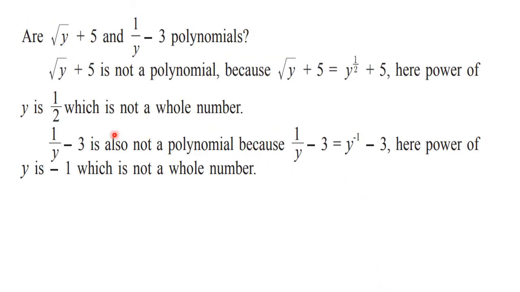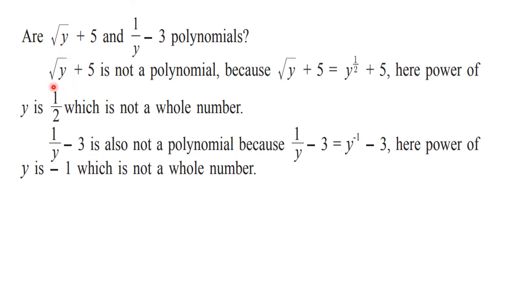Now related to this, here two questions are asked. The first question here is, are root y plus 5, this is the first question, and one more is given here, 1 upon y minus 3, polynomials? Are they polynomials? We have to justify here. So here these are not polynomials. Why? You have to write down the answer here.